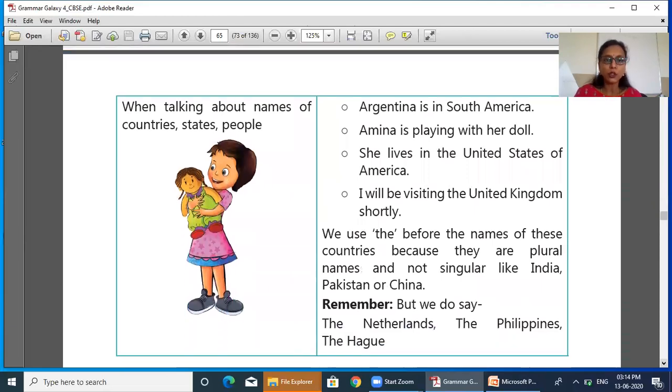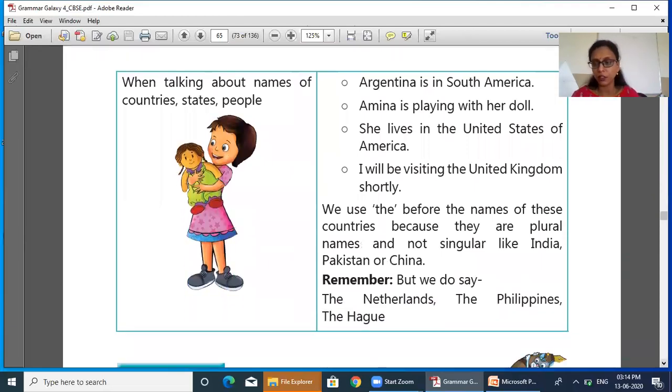Also, when we talk about names of countries, for example, India or Argentina, or any proper nouns, specific names. Amina is playing with her doll. Argentina is in South America. We should not use any articles.